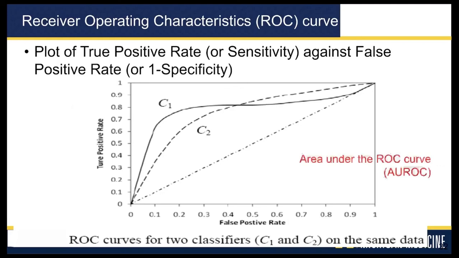So that would be one way of choosing between these models, but it's typically common to see across the entire spectrum, across the entire false positive rate, the one that gives you higher AUROC would be better.